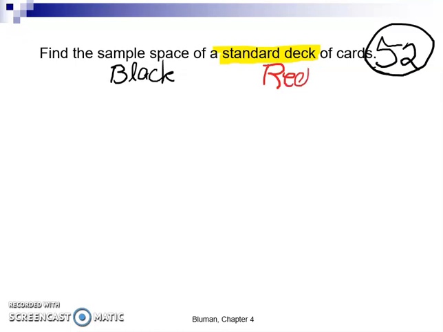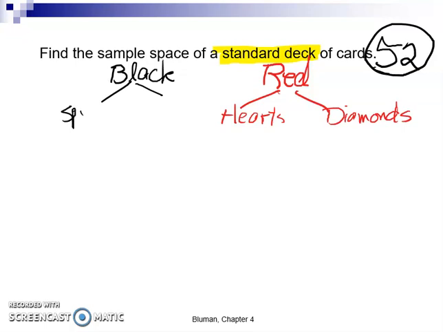We have half the deck is black, and the other half of the deck is red. And we also need to think about the suits that these red and black cards are divided to. So with red cards, there are 2 suits, which are hearts and diamonds. And with the black cards, there are 2 suits, which are spades and clubs. And within each of these 4 suits, we have 13 cards.